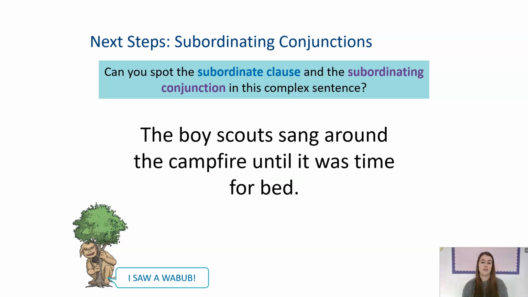Let's have a go at this one. Let's see if it highlights it in the right place this time. The Boy Scouts sang around the campfire until it was bedtime. Okay, pause the video. Where is my subordinate clause? Where is my subordinating conjunction? Okay, so my subordinate clause there is until it was bedtime. Okay, hey, it worked this time around. And my subordinating conjunction, okay, is until. So that's the additional part that I've added to my sentence.